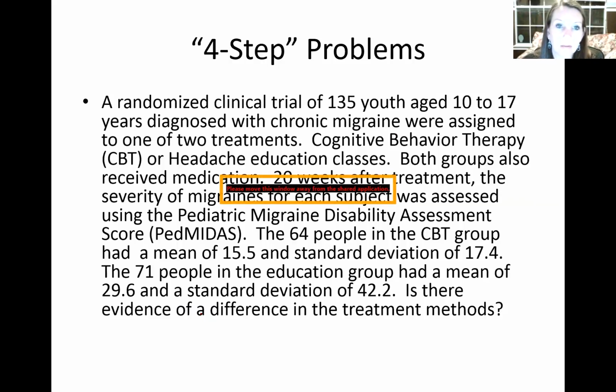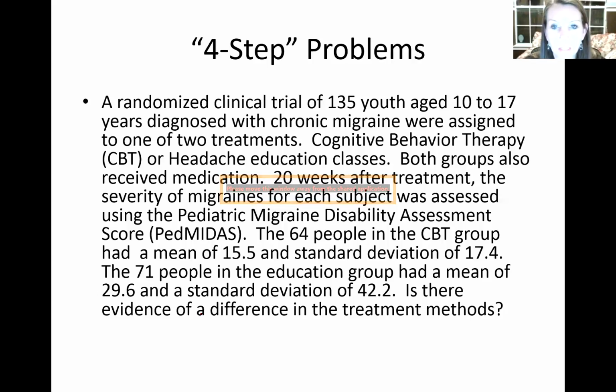So this one says a randomized clinical trial of 135 youth aged 10 to 17 years diagnosed with chronic migraine were assigned to one of two treatments: cognitive behavior therapy, CBT, or headache education classes. Both groups also received medication. 20 weeks after treatment, the severity of migraines for each subject was assessed using the Pediatric Migraine Disability Assessment Score, the PEDMIDAS. The 64 people in the CBT group had a mean of 15.5 and a standard deviation of 17.4. The 71 people in the education group had a mean of 29.6 and a standard deviation of 42.2. Is there evidence of a difference in the treatment methods?